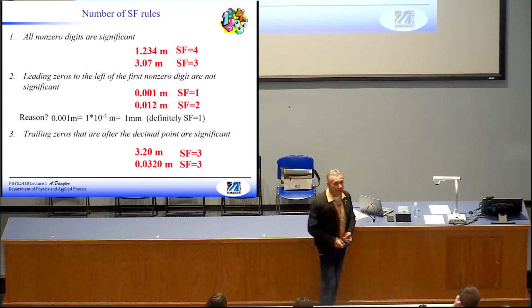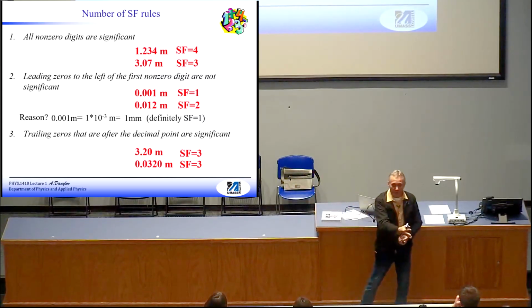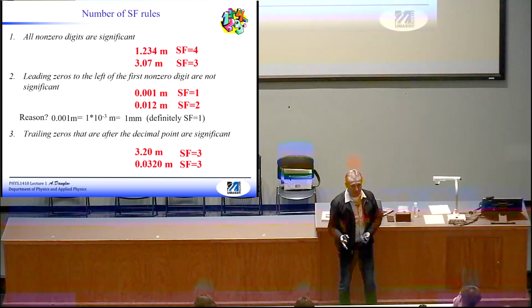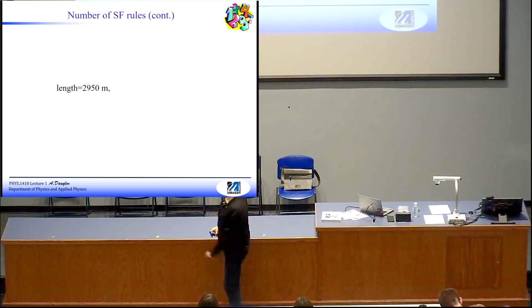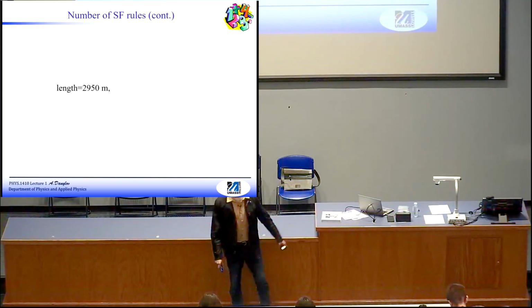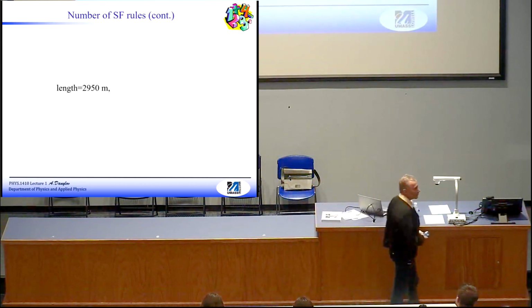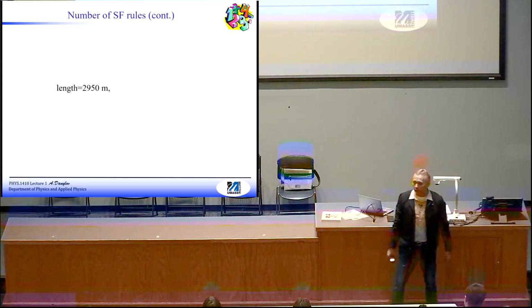And now the last rule: again, 0 at the end, but now 0 before the decimal point when there is nothing after the decimal point. Now the last rule. So, for example, let's say somebody measured a length, for a race, for example, 2,950 meters. And that person gives me this number.